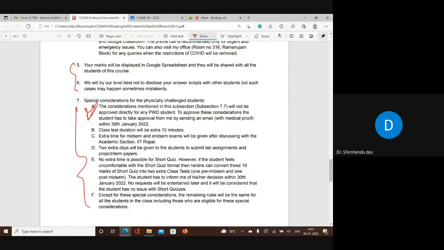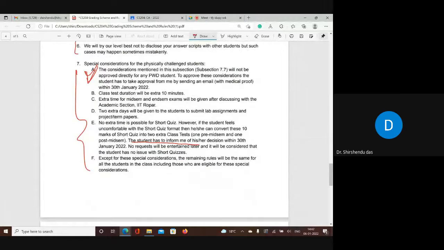But again, if you want to go for this option, that is, if you don't want to sit for a short quiz and want to convert it to a class test, then you have to send me an email before 30th January. If you don't do it, then I'll not consider it later. Except for these relaxations, other rules are exactly the same for all students. So these are the only special considerations I'm giving.